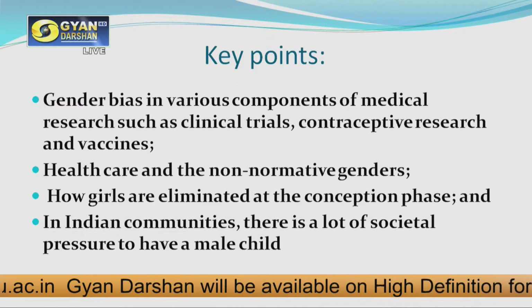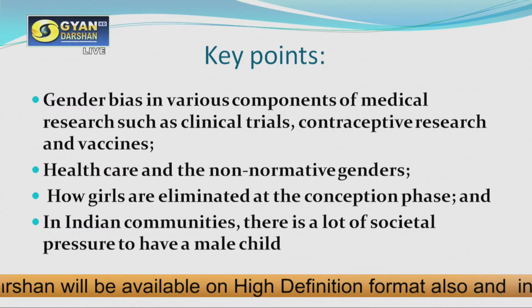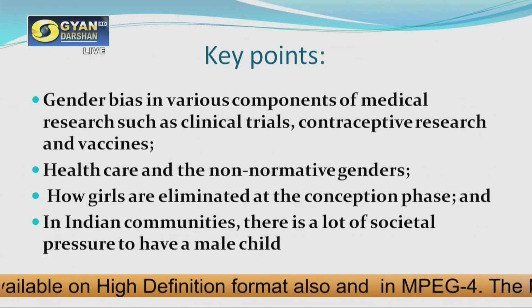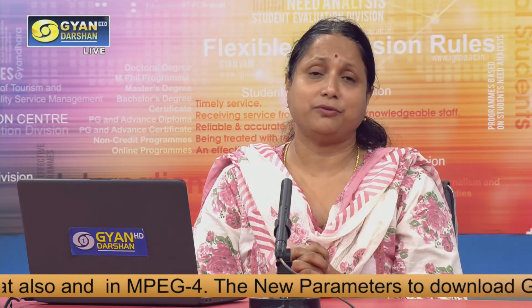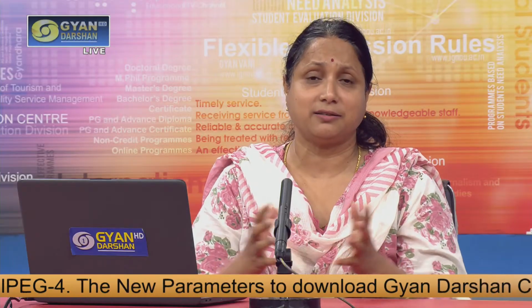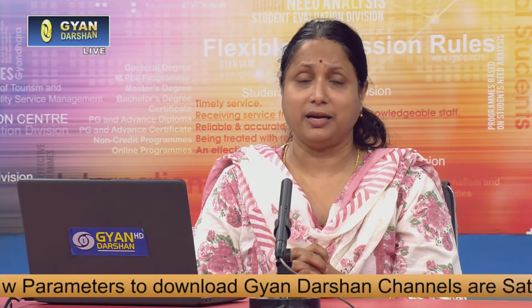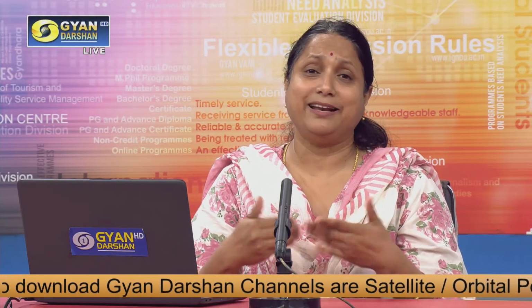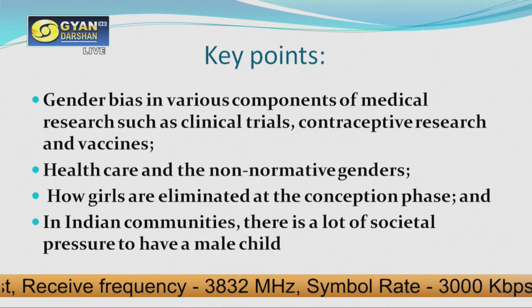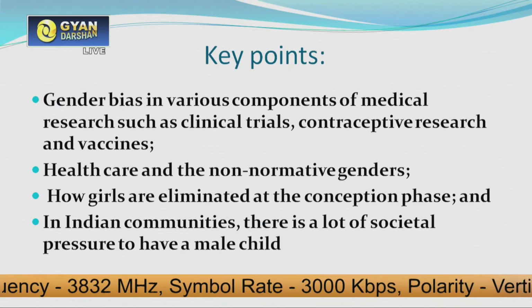How girls are eliminated at the conception phase. Here you could see that even in India there is a culture of son preference in certain parts, in certain states of India. So how girls are being eliminated, even though we have the PCPNDT Act in place and it has been implemented, at the same time there is a practice of female feticide in different parts of the country. In Indian communities, there is a lot of societal pressure to have a male child.